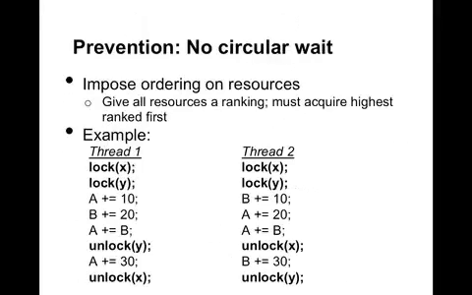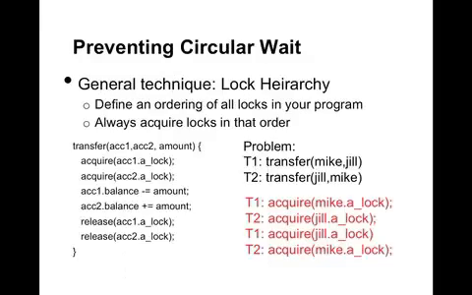So a final way to solve deadlock is to prevent circular waits. A way to do this with locks is to impose an ordering on all resources. So what we say is we'll take all the locks in our system, we'll give them a ranking, and you must acquire the highest ranked lock first. In our case, we might say lock X is ranked higher than lock Y, so all threads must lock X before they lock Y. In our example here, what we will see is that both threads are locking the things they used to before, but now they'll always lock in the same order, so there's no circular wait and no deadlock is possible.